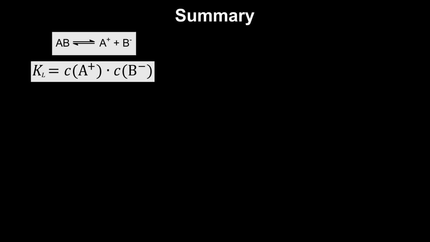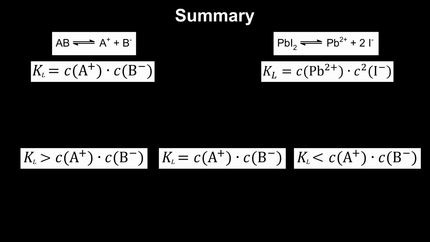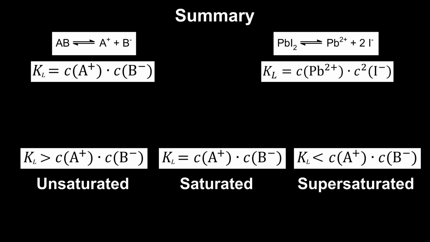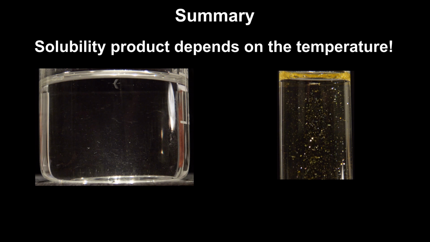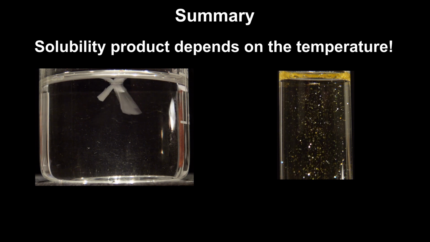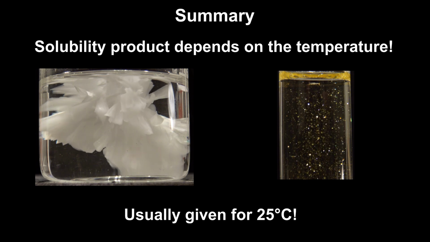Here is a summary. The solubility product is calculated with the concentration of the ions of the salt, and stoichiometric factors are used as exponents. When the product of the concentrations is smaller, equal to or higher than the solubility product of the salt, the solution is unsaturated, saturated or supersaturated. The solubility product depends on the temperature, which is why tables usually contain the value at 25 degrees C, so it has to be taken care for what temperature the value is given.